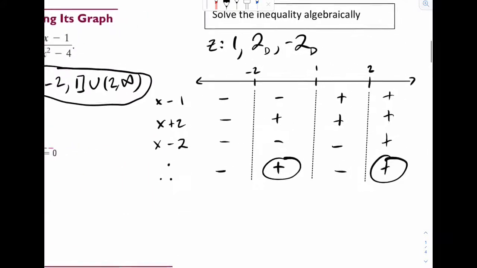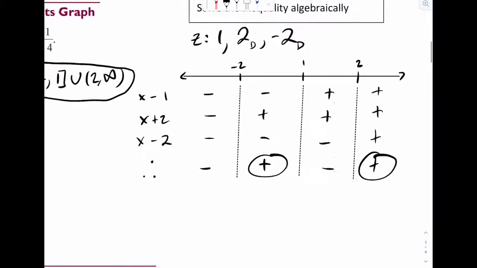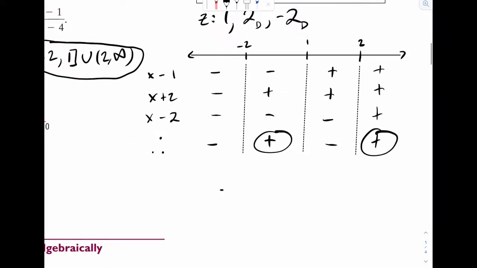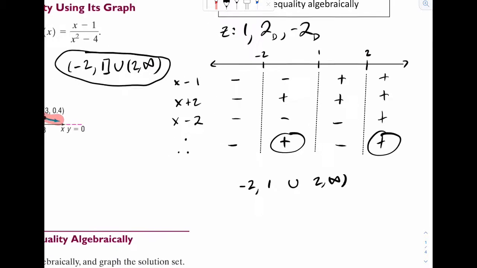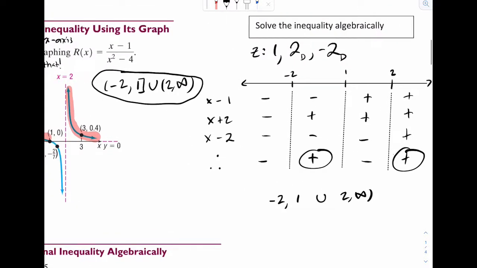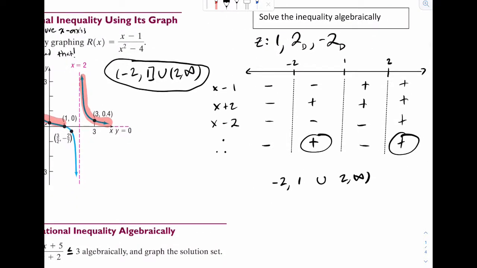Now, if we're doing it algebraically, that means we don't have the graph to look at. So here's what we'll do. We'll write the numbers down, negative 2, 1, union 2 to infinity. And we're going to fill it in using the equation. So if the equation is this thing right here, let me grab it. We know that this thing is greater than or equal to 0.